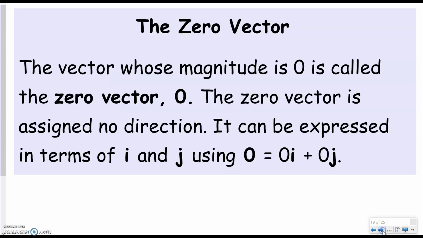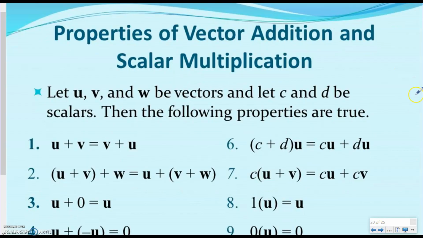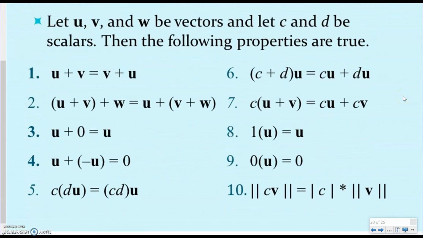Okay, first you need to know a zero vector is a vector whose magnitude is 0. It's called the 0 vector, sorry, not unit vector. 0 is equal to 0i plus 0j. Kind of straightforward, makes sense. And then there are properties of vector addition and scalar multiplication that are very similar to properties of your real number system. Okay, so I'll leave that there. You can check that over.